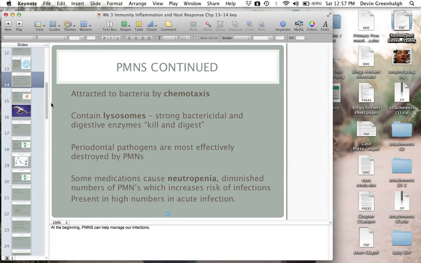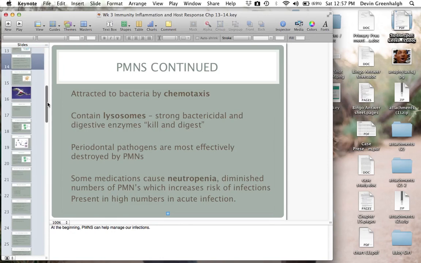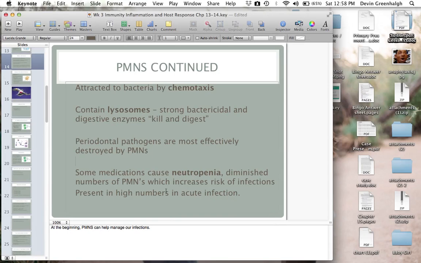Okay, they are attracted to bacteria by chemotaxis. They contain lysosomes, which are strong bactericidal and digestive enzymes that help kill and digest. Periodontal pathogens are most effectively destroyed by neutrophils. So, in periodontal disease, what are the cells that help destroy most pathogens? Neutrophils, or PMNs. Some medications can cause neutropenia, which is when you have diminished numbers of PMNs, and that can increase the risk of infection. And if you have acute infections going on, you're going to have high numbers of neutrophils.